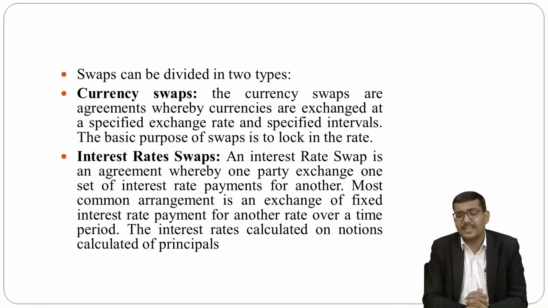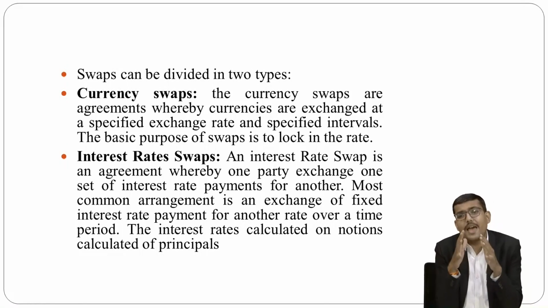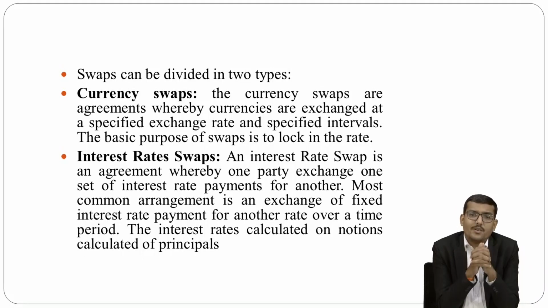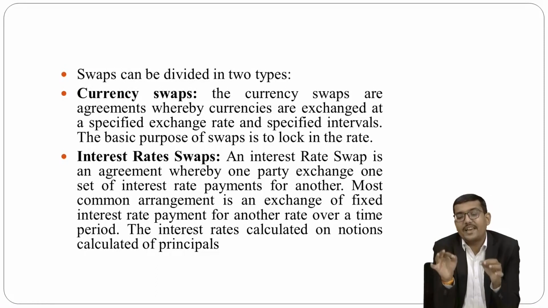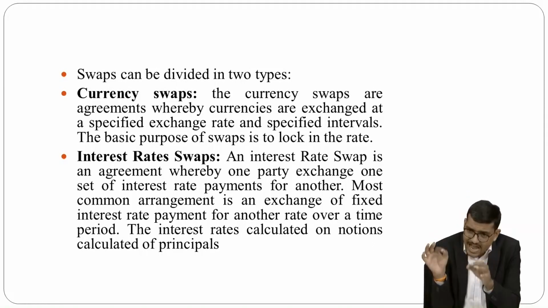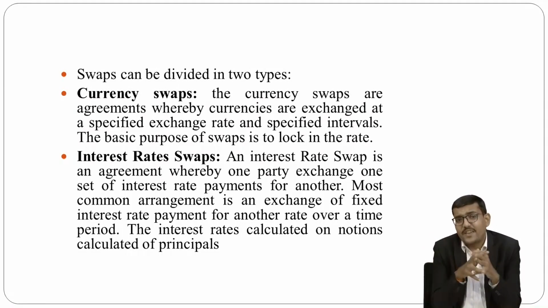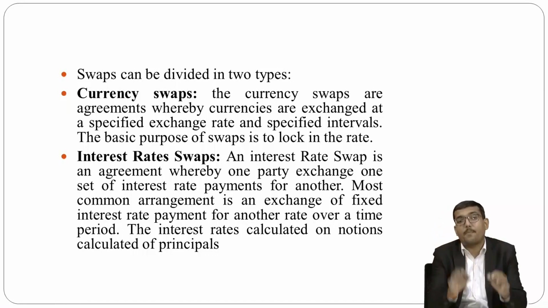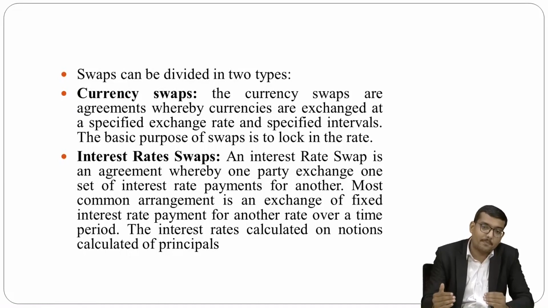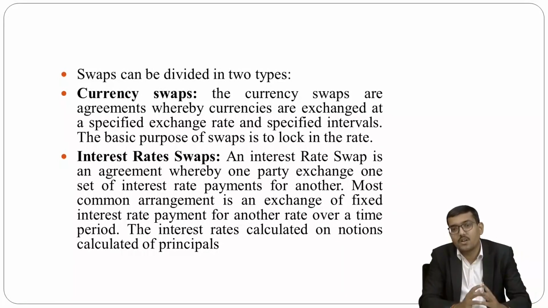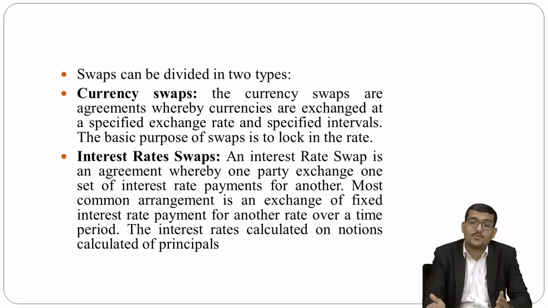In the first, the currency swap, currency swaps are agreements whereby currencies are exchanged at a specified exchange rate and specified intervals. The time is fixed, the rate is fixed at that particular specified rate, which is treated as a currency swap. And the basic purpose of a swap is to lock in a rate. That means you fix that particular rate for an exchange. This is treated as a currency swap.